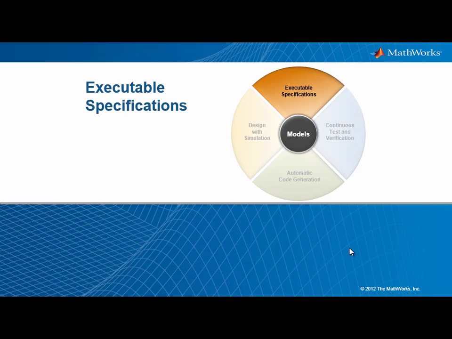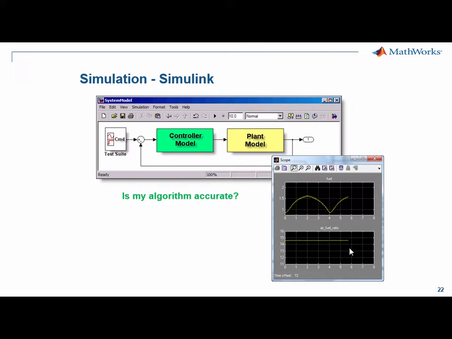So let's talk a little bit about the model-based design process, starting with executable specifications. One would start by creating a model of their controller and their plant, their algorithm and their environment using Simulink. They'd have test inputs and they'd record the outputs. And they can determine if their algorithm is accurate and controls or interacts with their environment using closed-loop simulation as shown here.